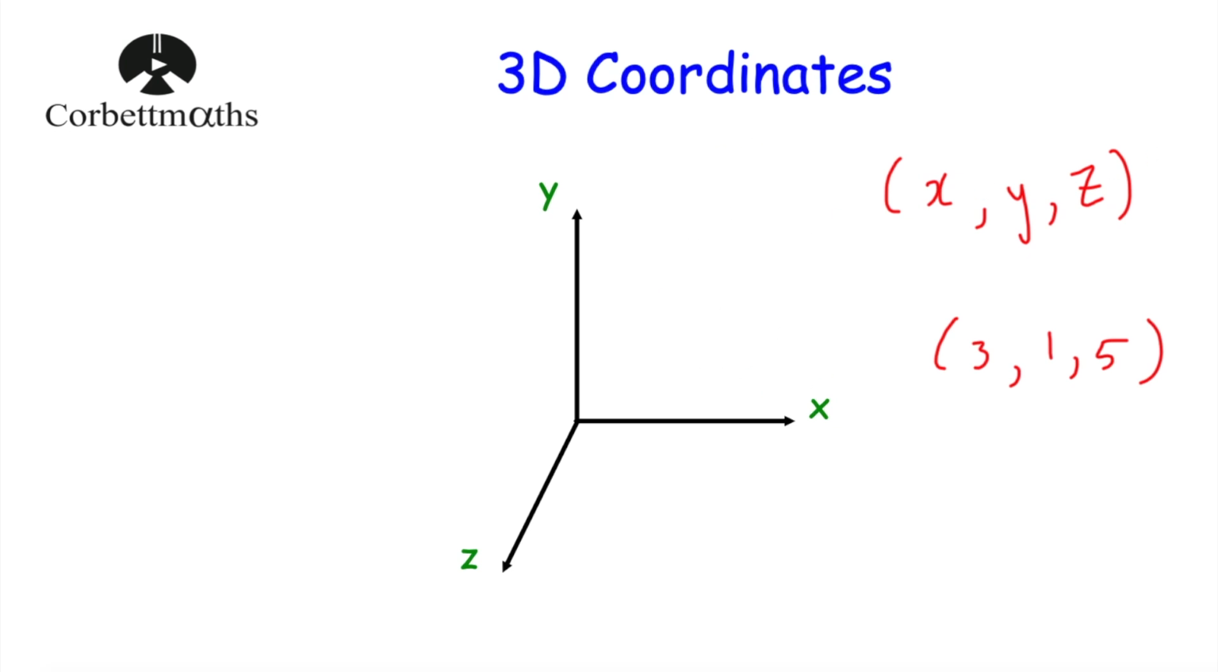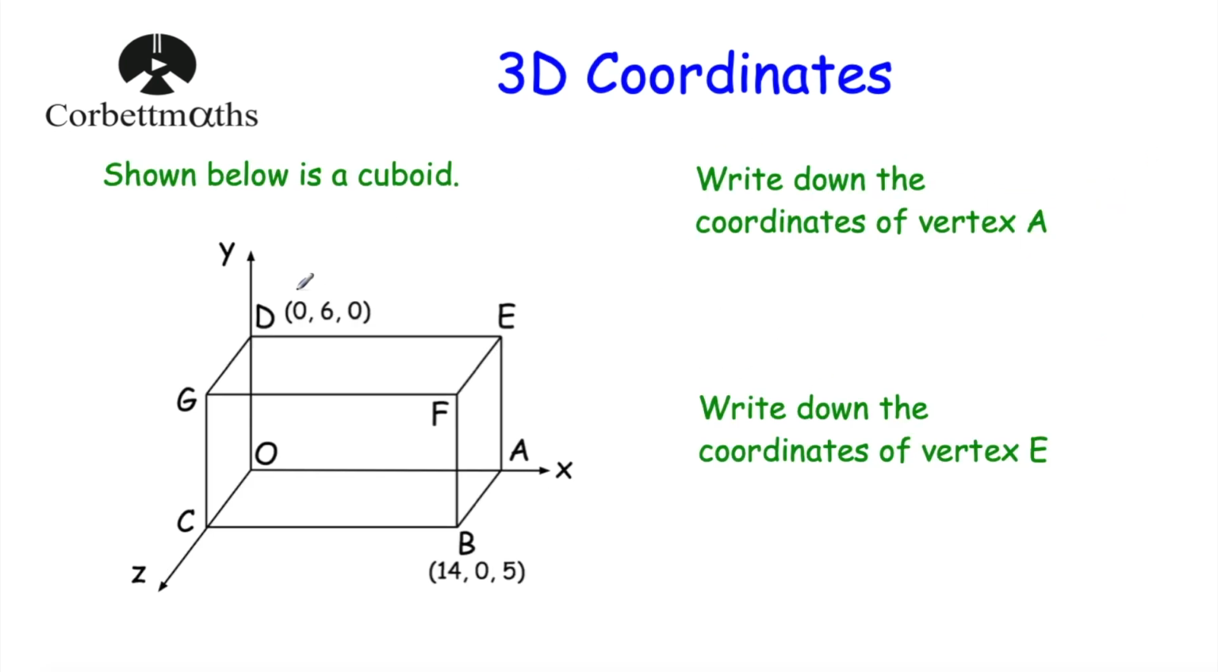Now let's have a look at some typical questions. So here we've got a question. It says shown below is a cuboid. So we've got this cuboid, and obviously we've got the x-axis, the y-axis, and the z-axis, and there's the origin, O. And we've been asked to write down the coordinates of the vertex A.